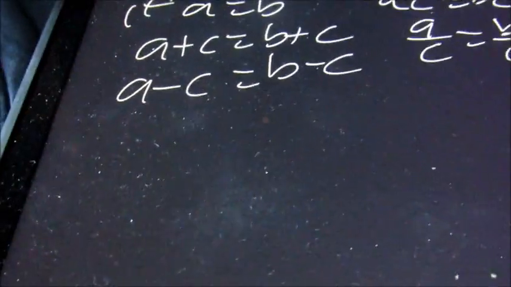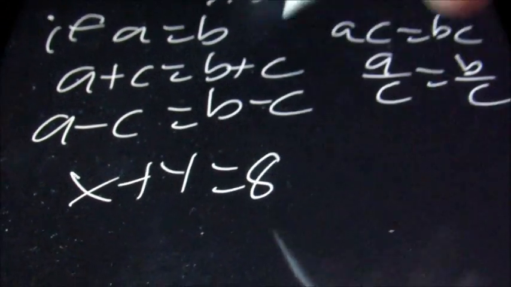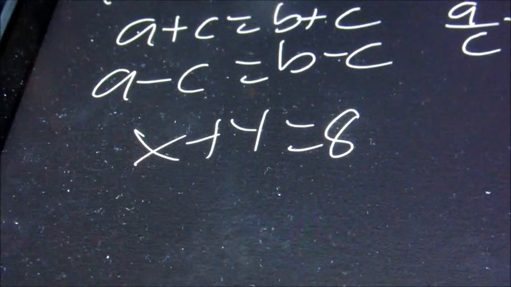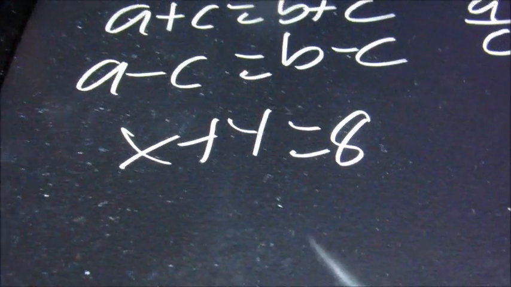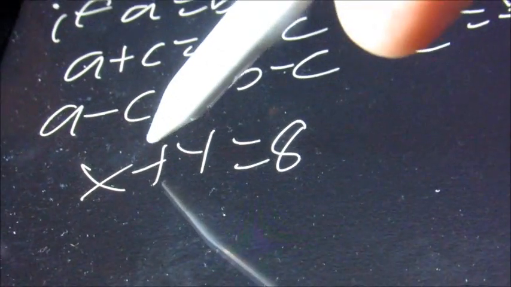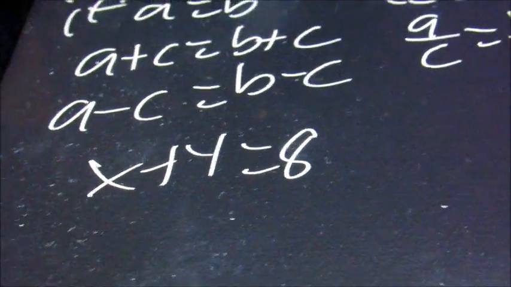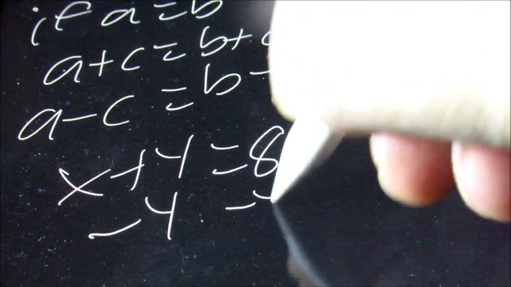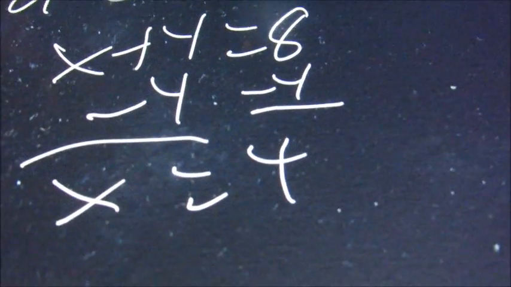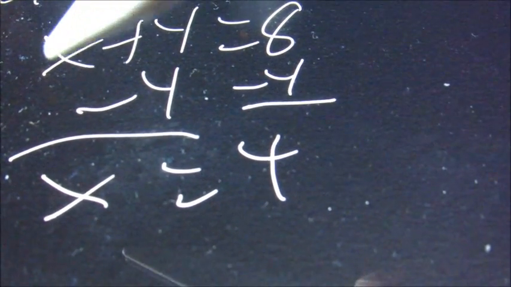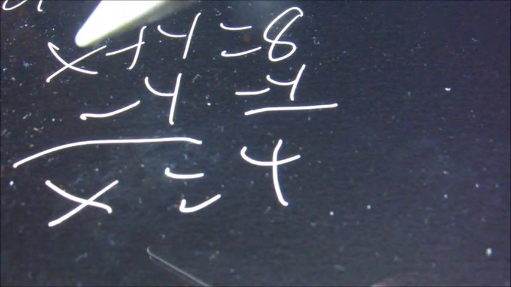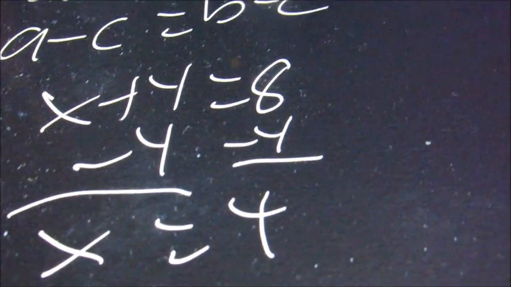So, knowing that, let's say we have x plus 4 equals 8. What we always want to do is the opposite of whatever the sign is to get x all by itself. So here, it's x plus 4. Opposite of plus is minus. So we're going to say minus 4 to both sides, and we get x equals 4. If we want to check ourselves, we'll put this 4 into the x, and 4 plus 4 does equal 8.